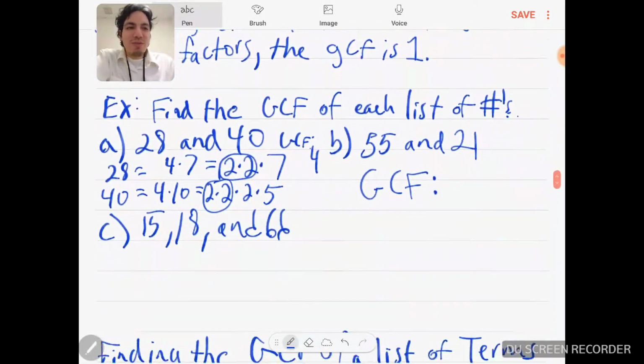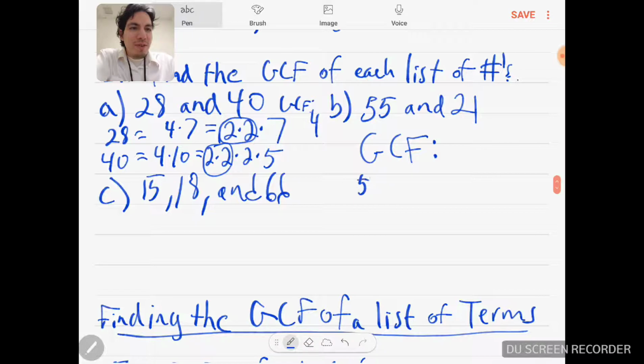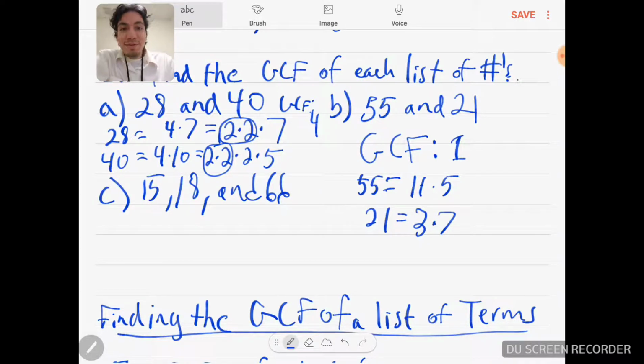So you have to write as a product of prime numbers. Then 55 would be 11 times 5. And 21 would be 3 times 7. They have nothing in common. So in this case, the GCF is 1.